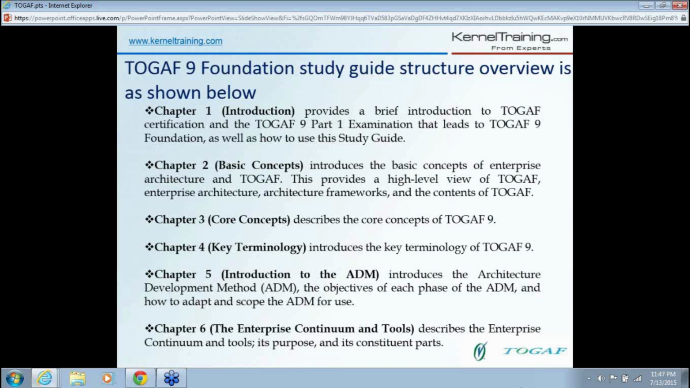And then chapter 5 is an introduction to the architecture development method, which basically is the core of TOGAF. And if you understand the architecture development method, you basically are guaranteed that you can implement each of those phases in your organization. And then the enterprise continuum and tools.